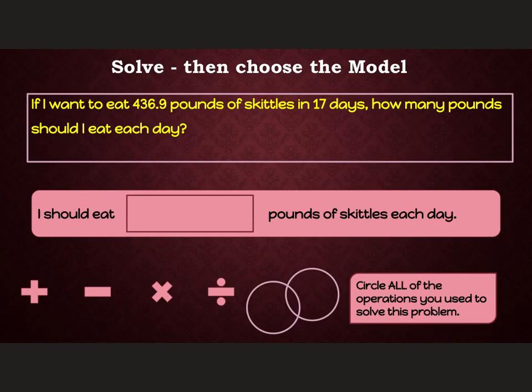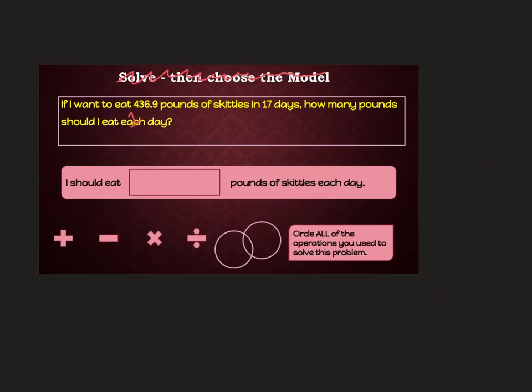Okay, for the next one, it's a solve and then choose the model, but not really. That's a mistake. Sorry, it should say single step problem. If I want to eat 436.9 pounds of Skittles in 17 days, how many pounds should I eat each day? Remember, each means 1, so how many pounds would I eat in 1 day?